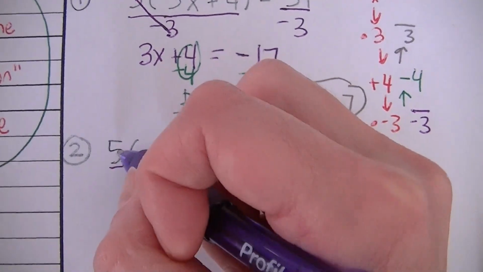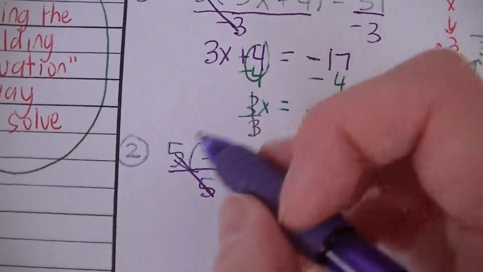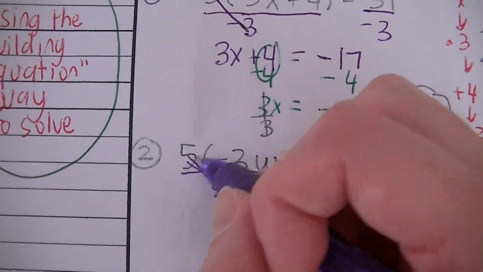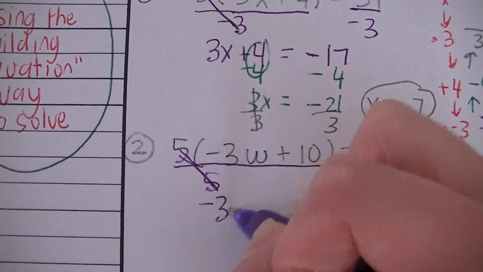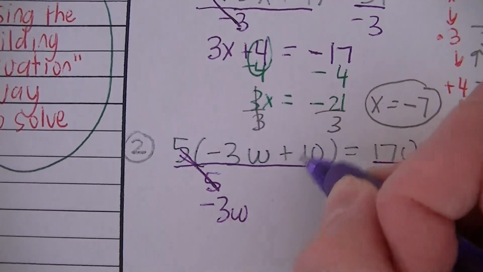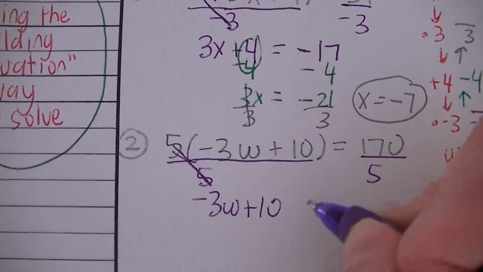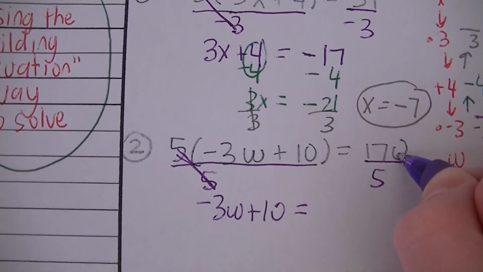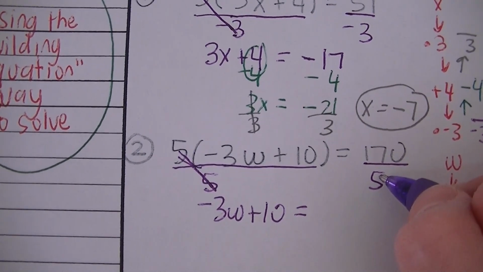5 divided by 5 is 1. That's a slanty looking one. 1 times -3w is -3w. 1 times a positive 10 is a positive 10. And that's going to equal 170 divided by 5, which is 34.